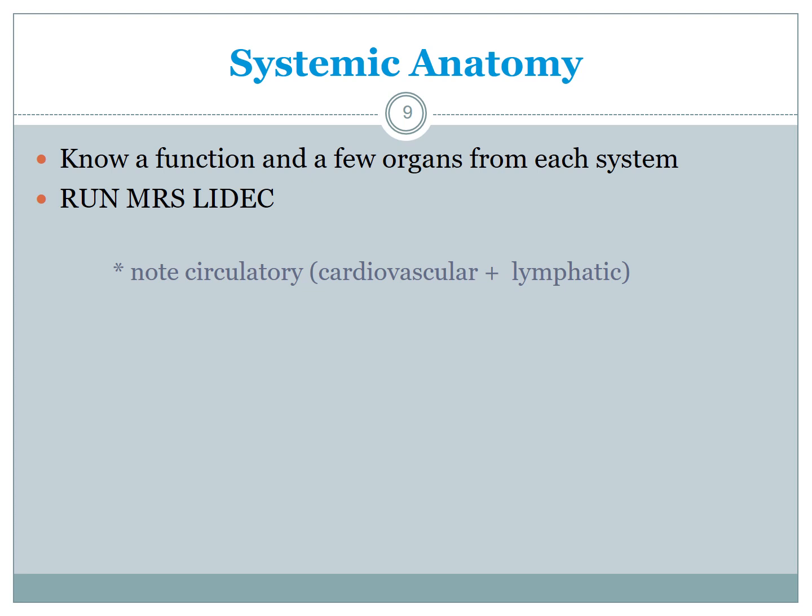Right now, take a few moments to learn a function and a few organs from each of the organ systems. A good way to remember all of the organ systems that we're going to study is using the acronym RUN, Mrs. Leidig. Let's see if I can do this. Reproductive, urinary, nervous, muscular, respiratory, skeletal, lymphatic, integumentary, digestive, endocrine, and cardiovascular. Note that in some textbooks, cardiovascular and lymphatic are combined together, forming the circulatory system.